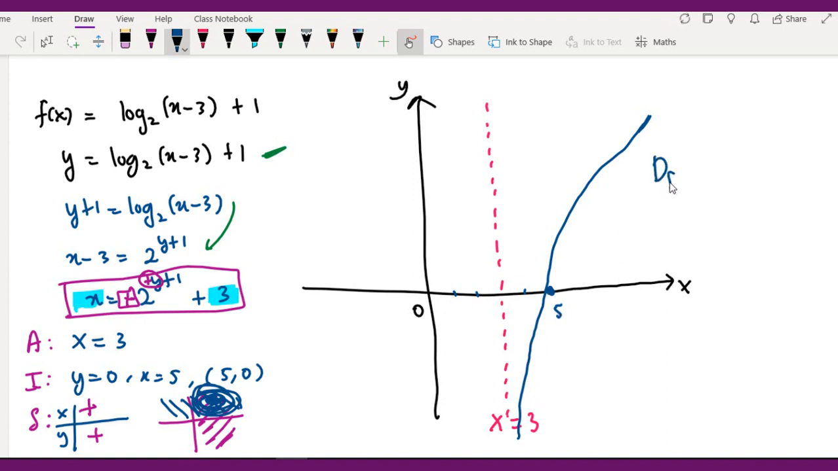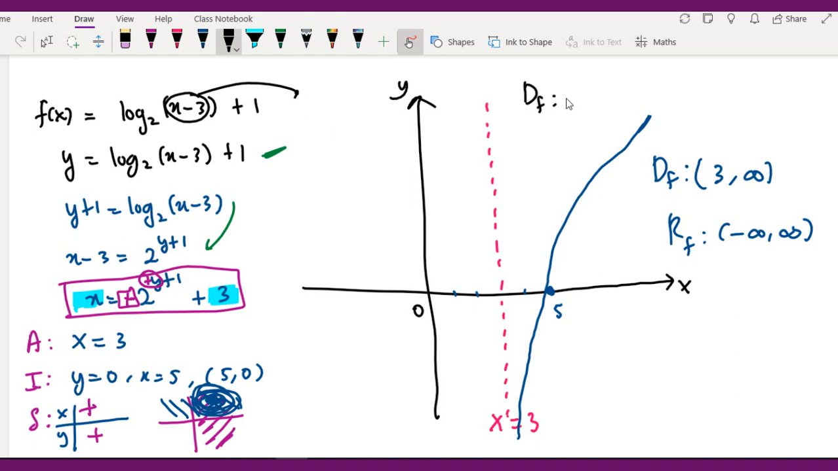The domain for this function, as you can see, is from 3 up to infinity. 3 is not included. The range for log is always all real numbers. You can double check: the domain for log of x minus 3 requires x minus 3 to be more than 0, so x is more than 3. That settles the first example.